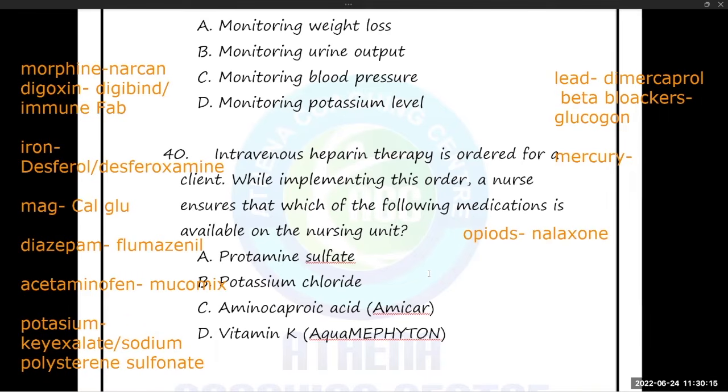What is the antidote of benzodiazepines? Same as diazepam. It's flumazenil. Okay. Fine. So please learn these, the frequently asked antidotes.